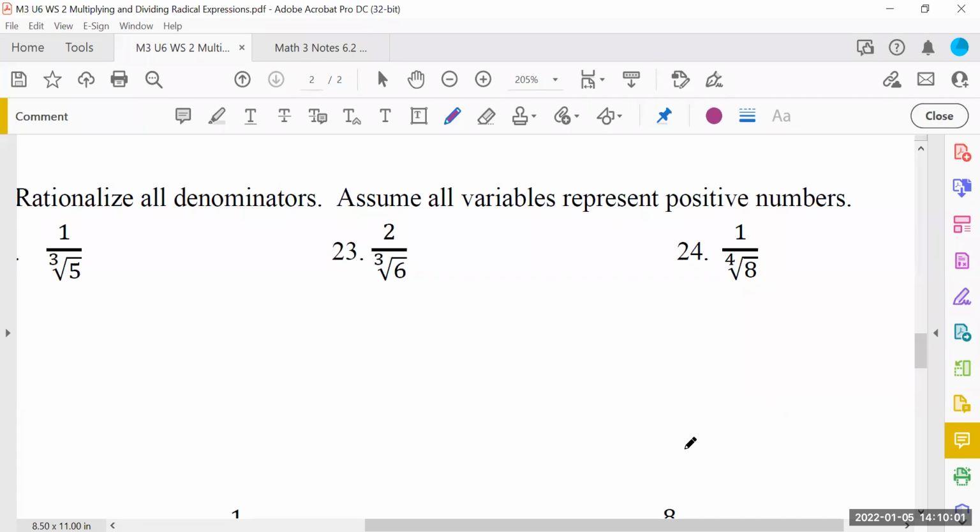You can do all of them if you wanted to, but I just said 22 and 24. Check to see how many more numbers you can.